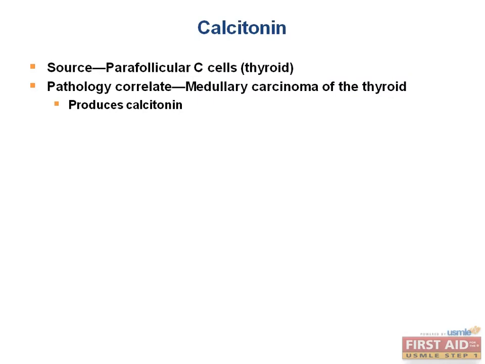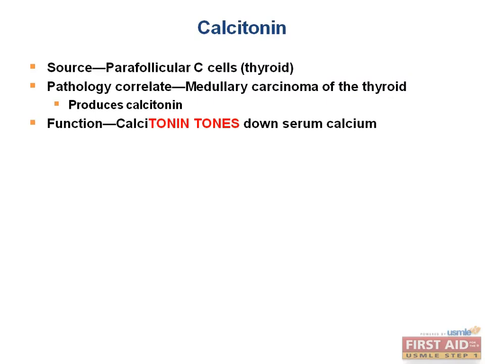The function of calcitonin is to decrease bone resorption of calcium. We like to say that calcitonin tones down the serum calcium levels. But in actuality, this is not a very important role in calcium homeostasis, because patients who have their thyroid glands removed do not develop hypercalcemia.